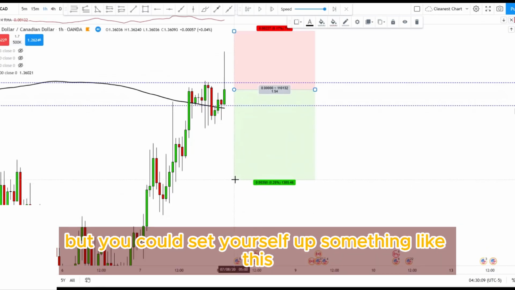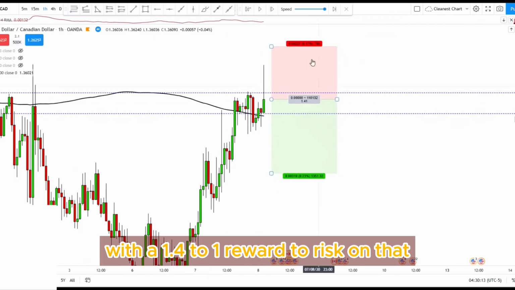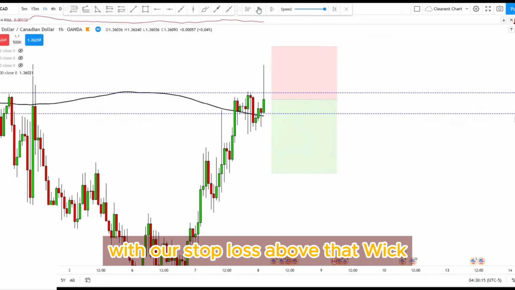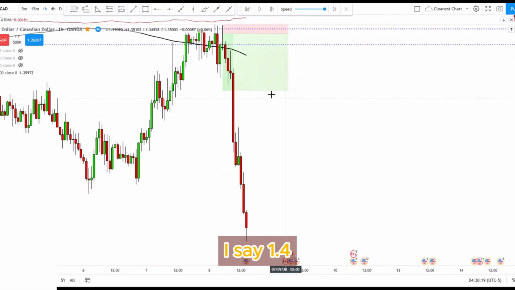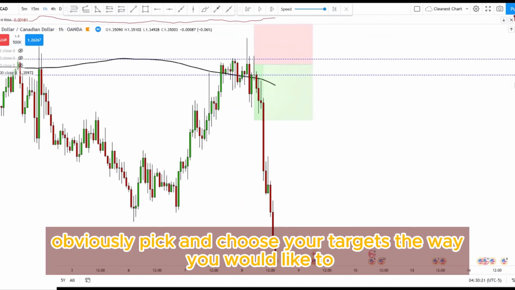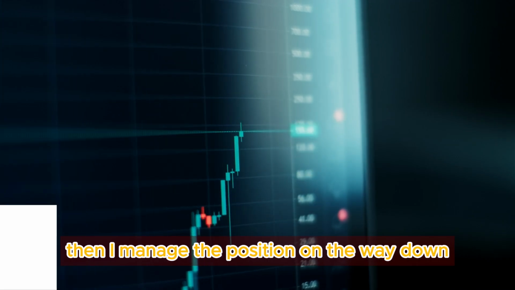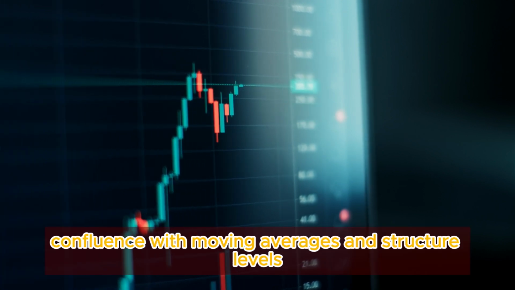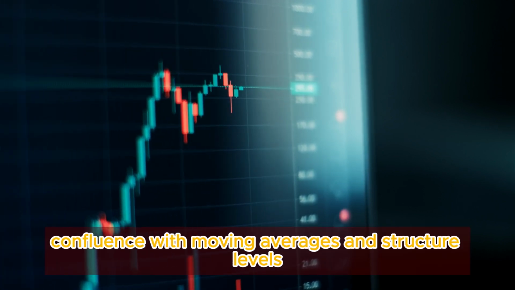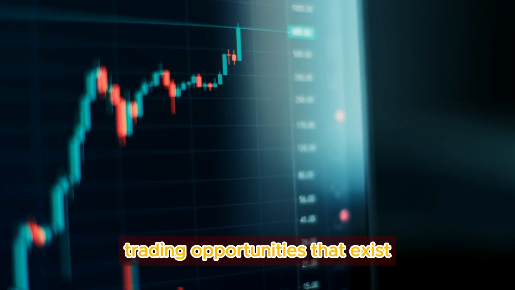But you could set yourself up something like this with a 1.4 to 1 reward to risk on that with our stop loss above that wick. And you can see what happens. I say 1.4. Obviously, pick and choose your targets the way you would like to. For me, 1.4 is my first target. Then I manage the position on the way down. And that is how I like to use confluence with moving averages and structure levels in order to point out some of the most powerful trading opportunities that exist.